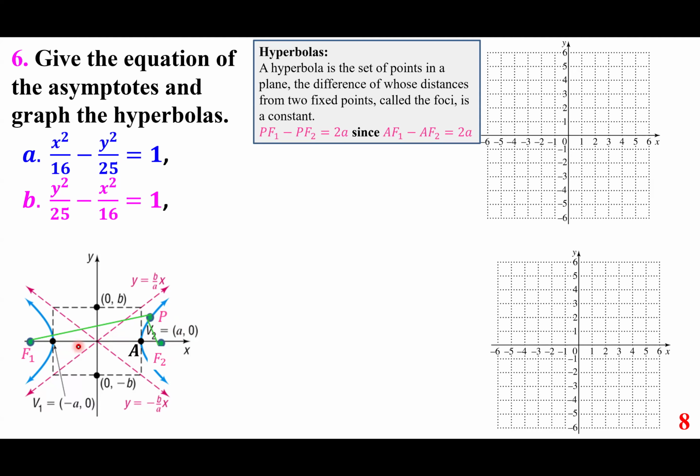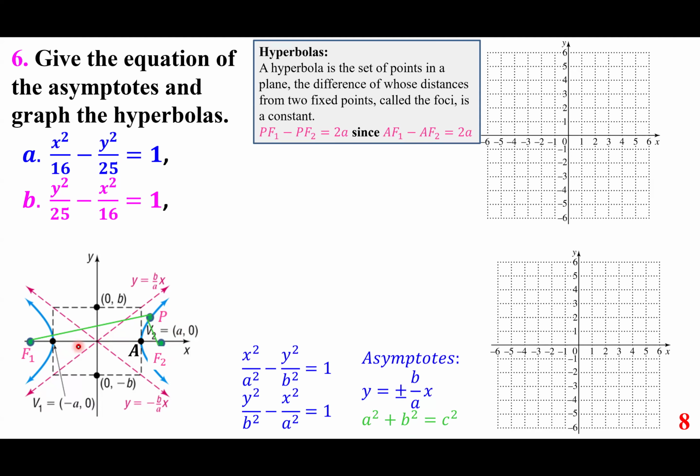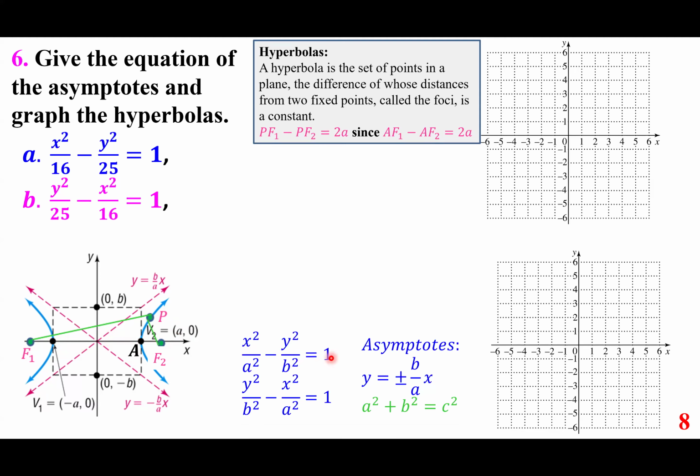Now, the equations are as follows. X squared over A squared minus Y squared over B squared equals 1, or Y squared over B squared minus X squared over A squared equals 1. I want to explain something about here. In most texts, they interchange A and B depending upon which one has a positive value. Because this has a positive value, this is fine, but this one, they put the A squared here. I don't, and the reason I don't, if you don't change it, the asymptotes in both cases remain the same, plus minus B over A times X. A squared plus B squared equals C squared, okay?